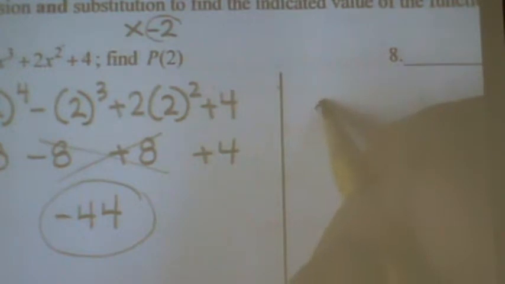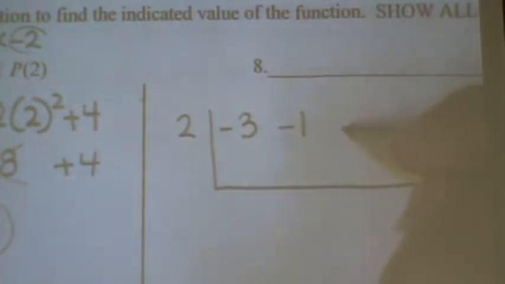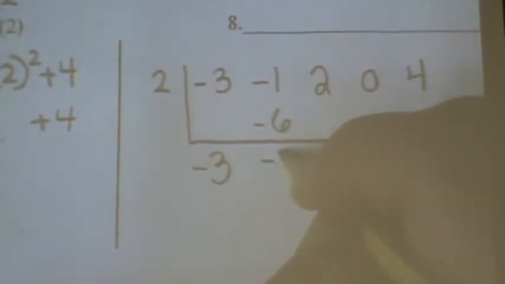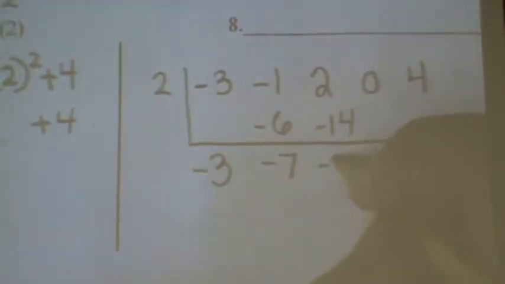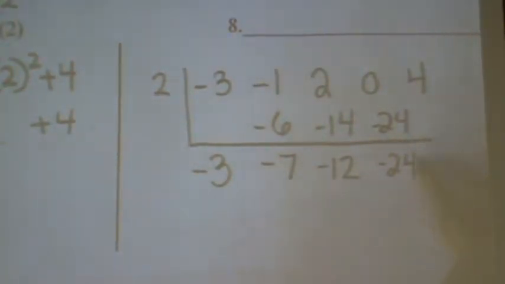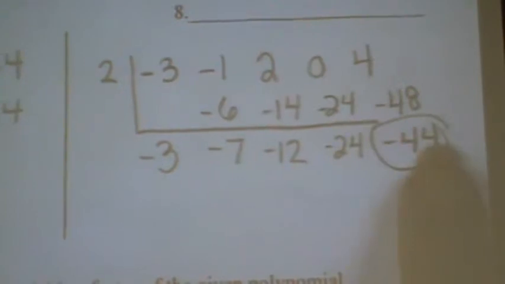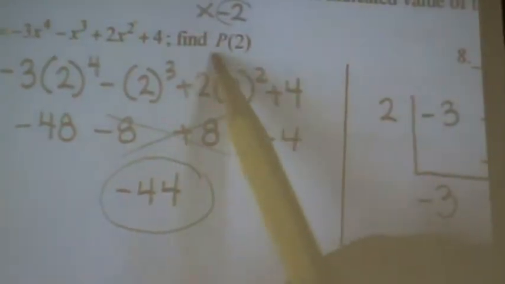How else could you do this? You take the opposite of this, or that number 2, and you do synthetic division. You have to do both. So you're going to put a negative 3, a negative 1, a 2, a 0, and a 4. Bring down the negative 3, you get negative 6. Add, multiply, add, multiply, add, and there you go. This number better be the same as that. So what is your remainder, if I evaluated this for p of 2, it's the remainder.